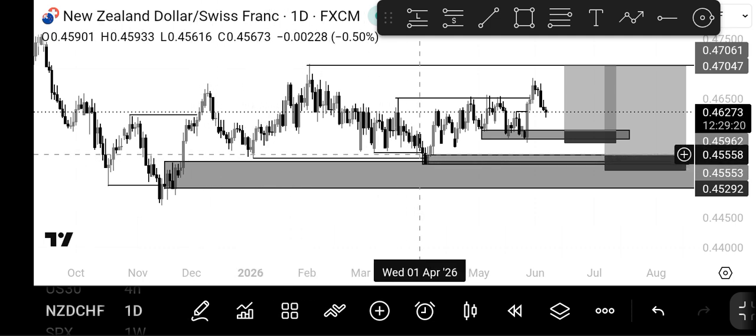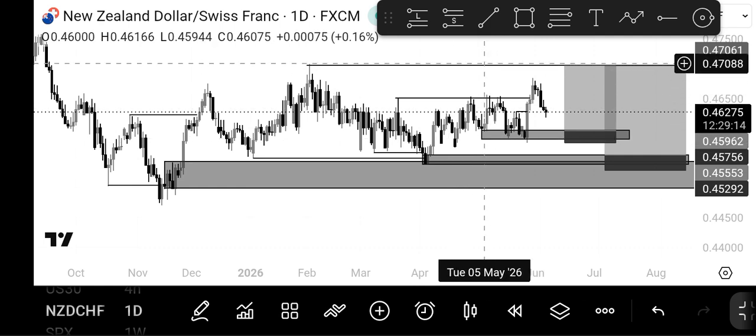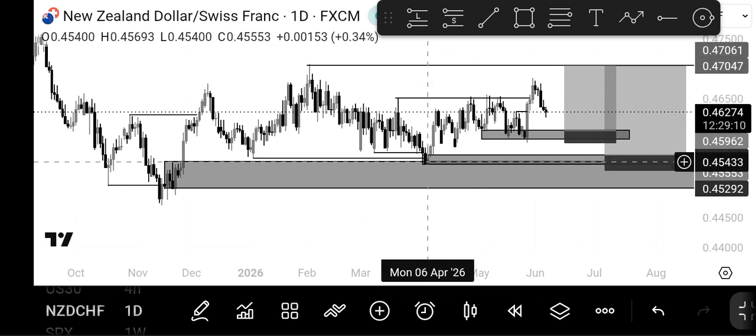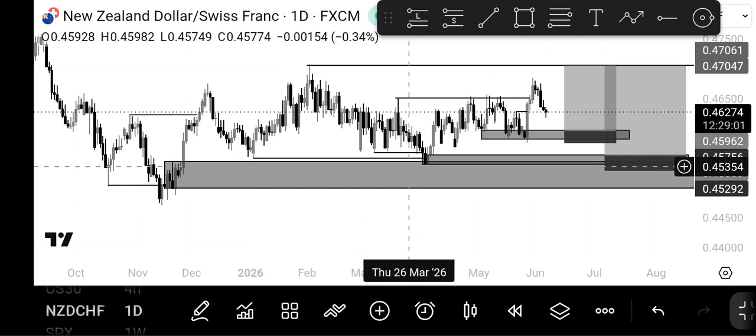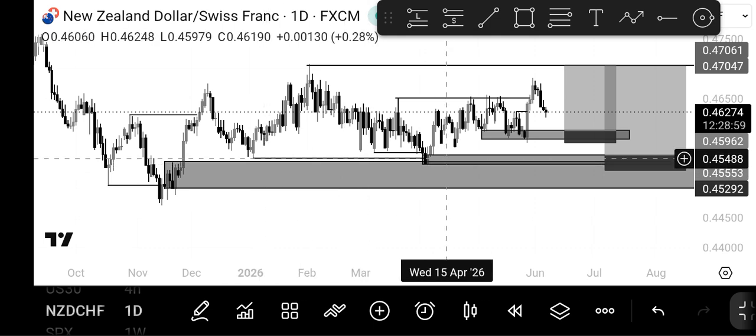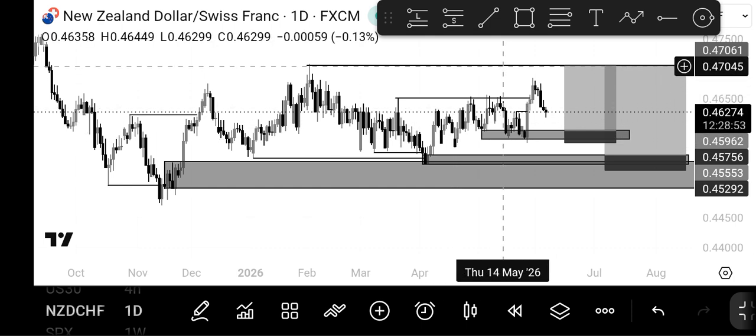So the next point that we're going to be looking at is for it to take out this external range liquidity. Remember, the market, or price, always moves from internal range liquidity to external range liquidity. So it has already taken out our internal range liquidity. The next liquidity I want it to take out is the external range liquidity, which is this here.